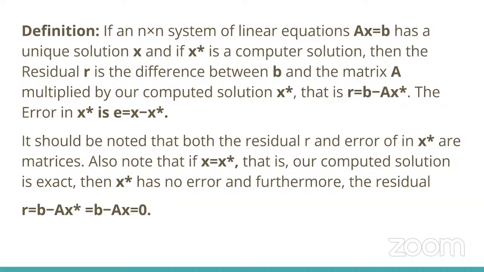So x has no error, and furthermore, the residual is given as R equals b minus A x star. So you can also see b minus Ax equals 0. What this means is, just focus your mind on R equals b minus A x star. That is our formula. That's the formula we are working with.